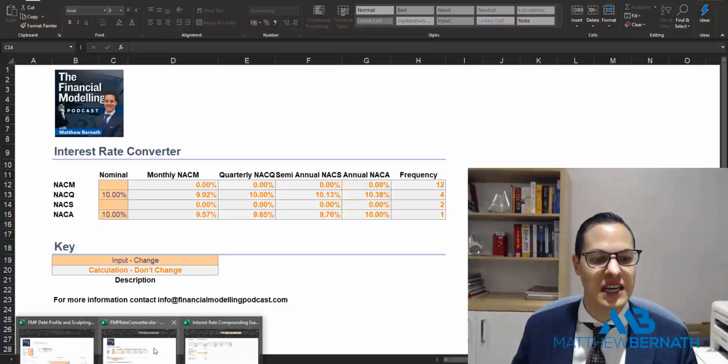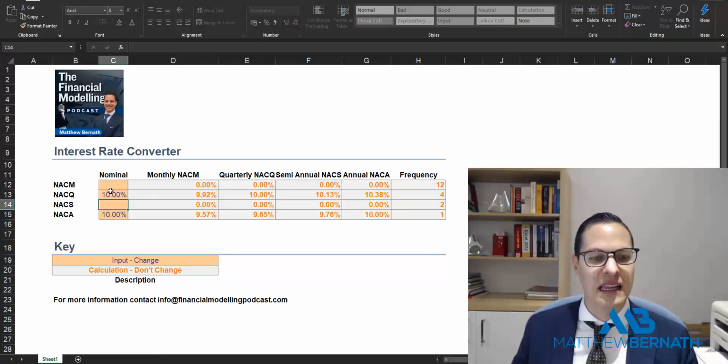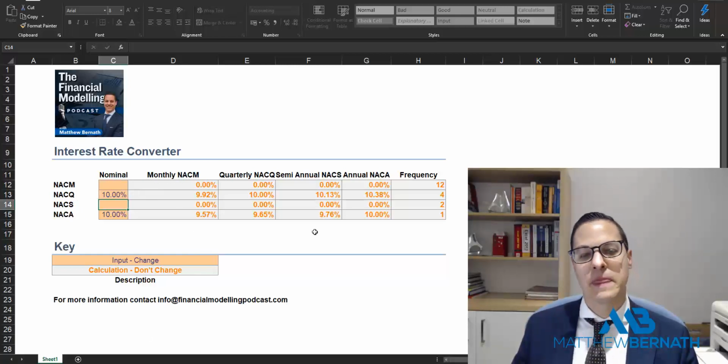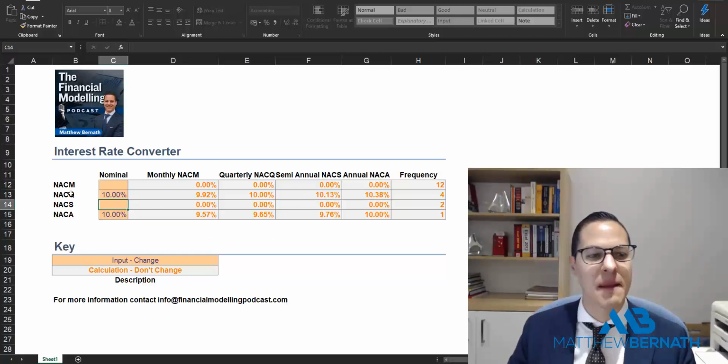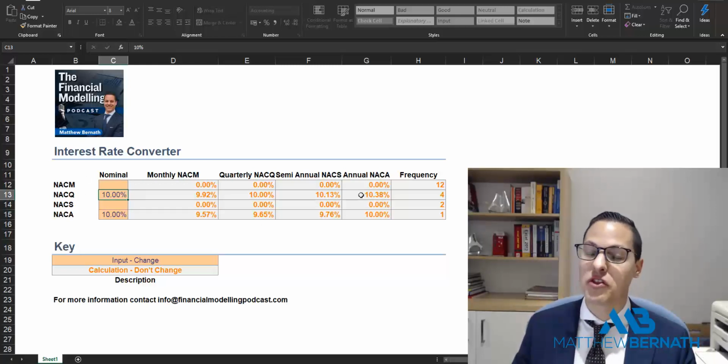This is what the interest rate converter does. It allows us to convert between annual, semi-annual, quarterly or monthly interest rates to the other type of interest rate, so we can see the effect. So if somebody quotes you a 10% interest rate compounding quarterly, that is actually a 10.38% effective annual interest rate.